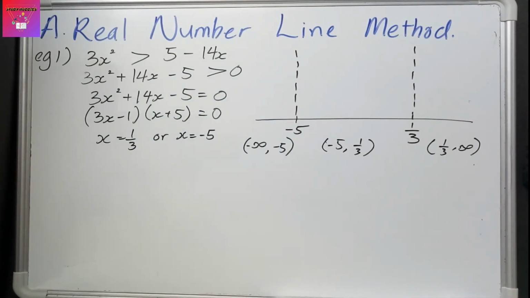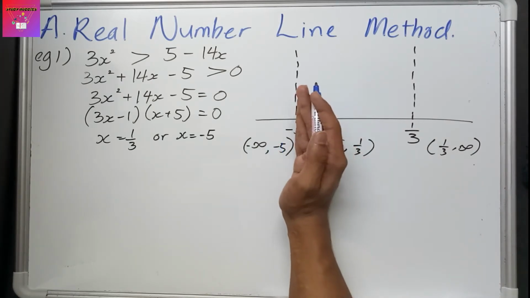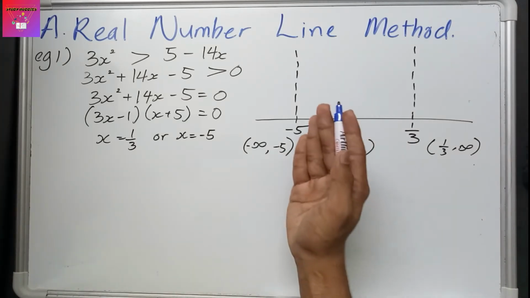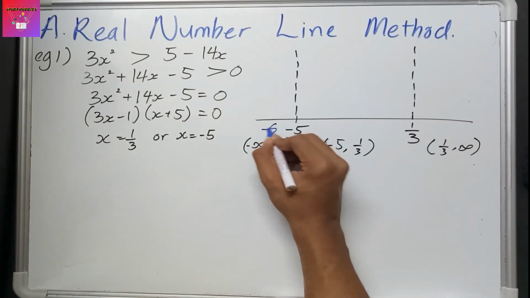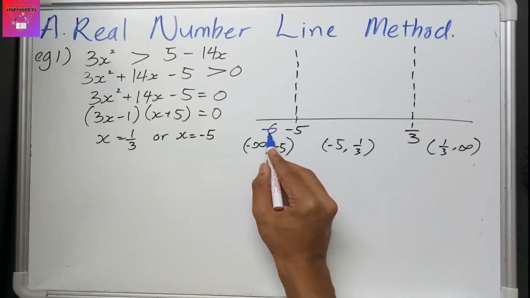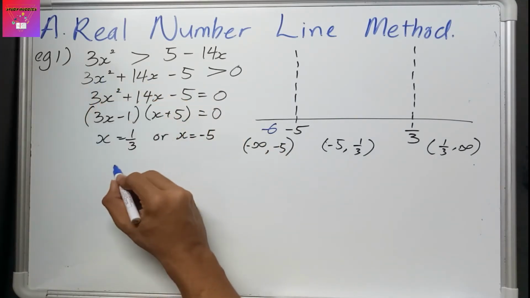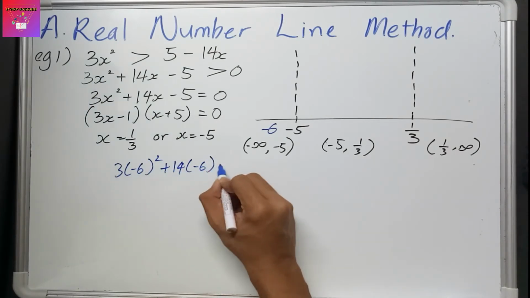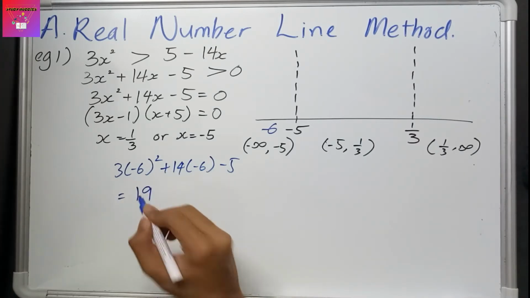So let's begin. From this interval, I have to choose a number after -5. I would advise you not to choose numbers very far from -5, like -10 or -20, but just choose the number exactly next to -5. So for this case, I'll be choosing -6. So if I substitute -6 inside this equation, I'll be getting 3 times -6 squared plus 14 times -6 minus 5, in which I'll get positive 19.